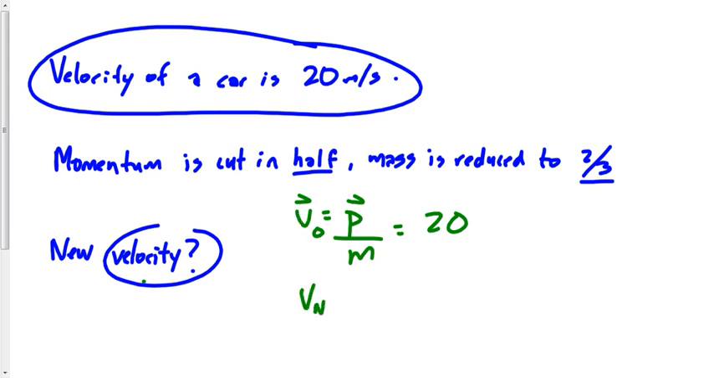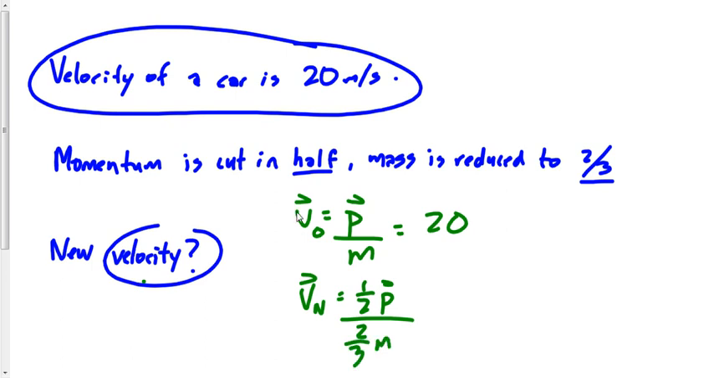My new velocity, what's p? Or sorry, what's momentum, I should say. P is p. What's momentum? What is it now? Was p, now it's half, right? It cut the momentum in half. It's 1/2 p. And mass is, well, it was m. Now it's 2/3 m, right?